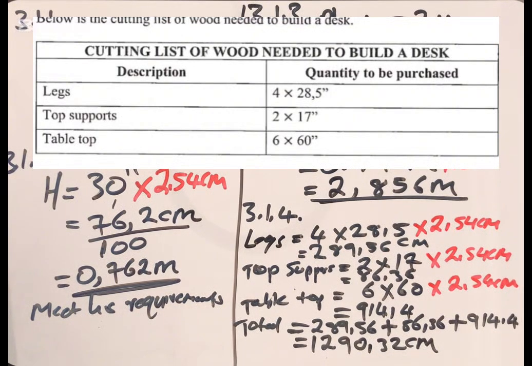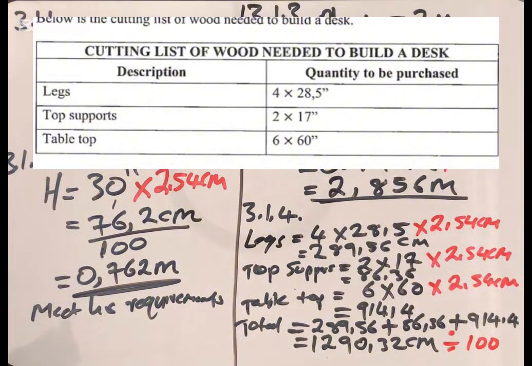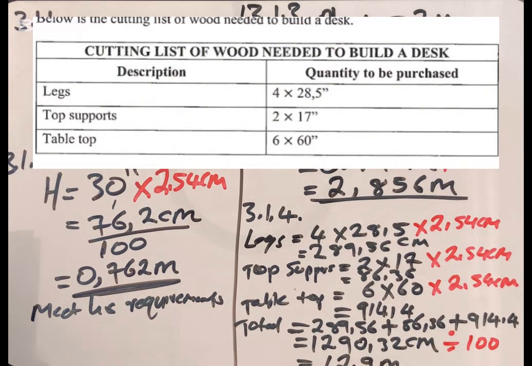We know that we cannot compare different units. Let's convert this to the same units. We divide it by what? The difference between centimeters and meters, we said, is 100, meaning that we must divide here by 100. We are converting our answer to meters. The answer divided by 100 gives us 12.9 meters. The combination of all this material will need 12.9 meters of the wood.